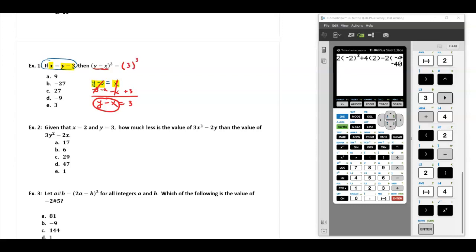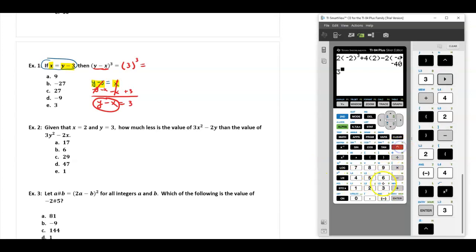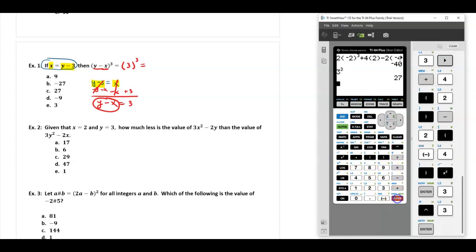3, and 3 to the third power is, again, I can go to my calculator and I can go 3, raise it to the third power, hit enter, 27. Or I have to know that this is equivalent to 3 times 3 times 3, which gives me 9 times 3, which is 27.